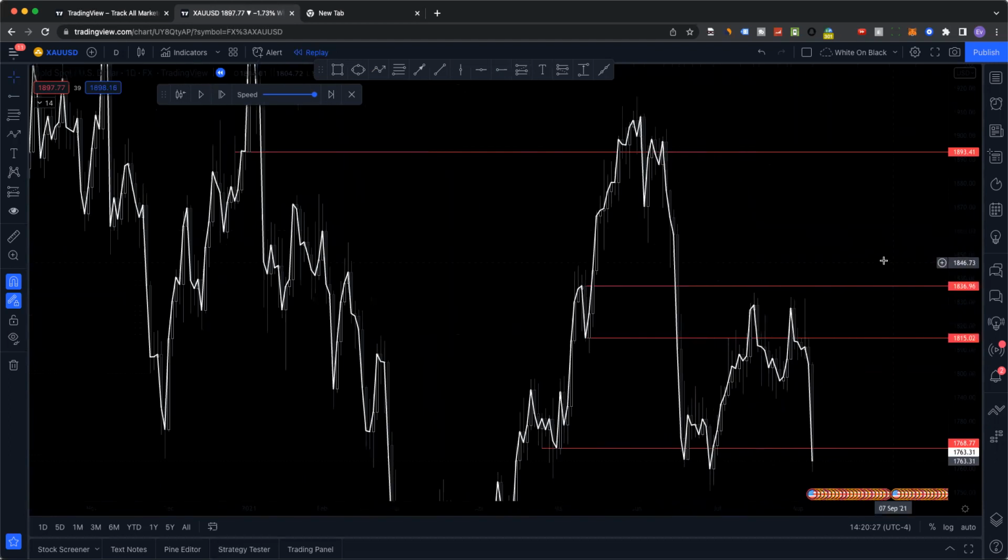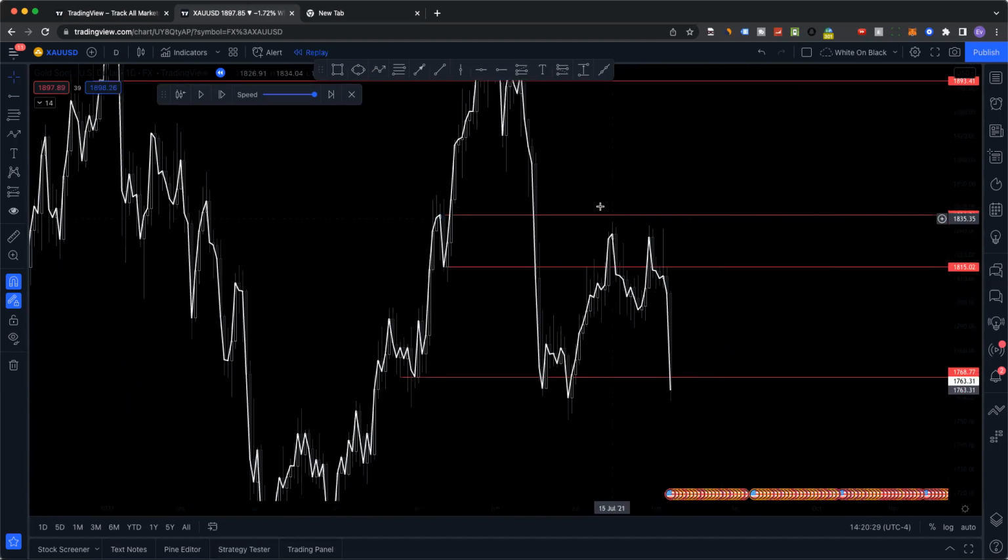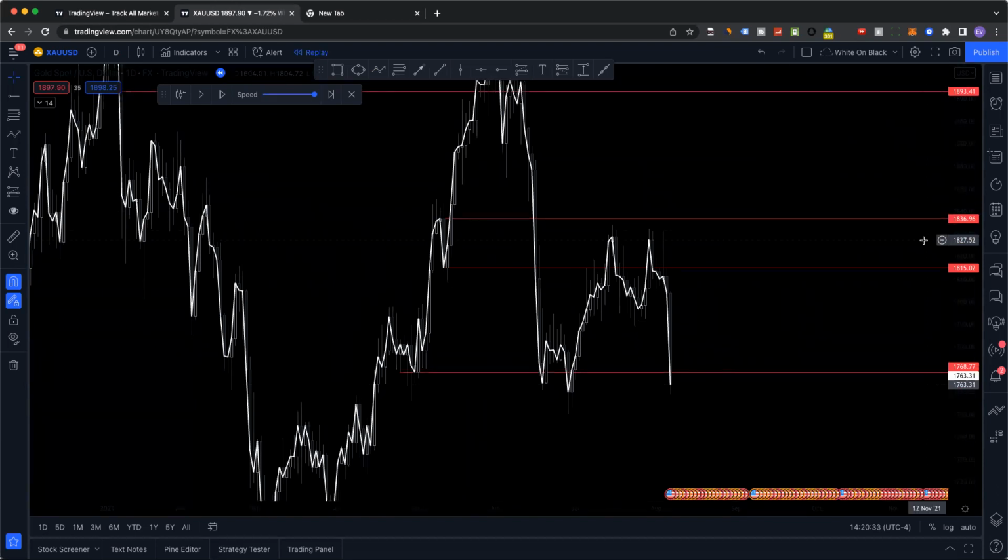Okay, I don't know if on your guys' brokers this tapped or not. Depends. You know, gold, depending on your broker, can be a little bit different.